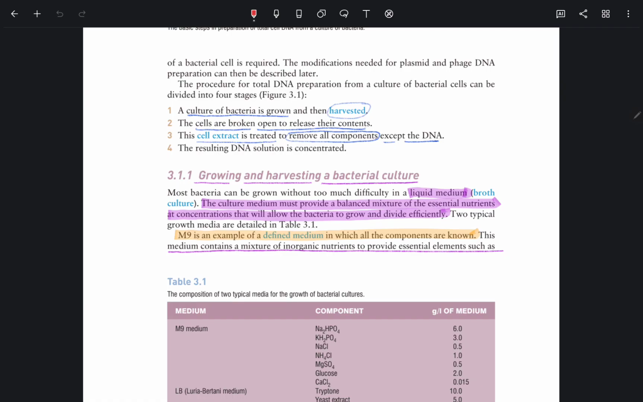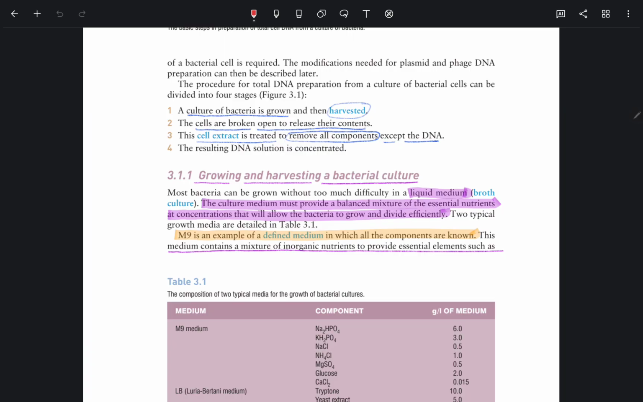A culture of bacteria is grown and then harvested. The cells are broken open to release their contents. This cell extract is treated to remove all components except the DNA. The resulting DNA solution is concentrated.